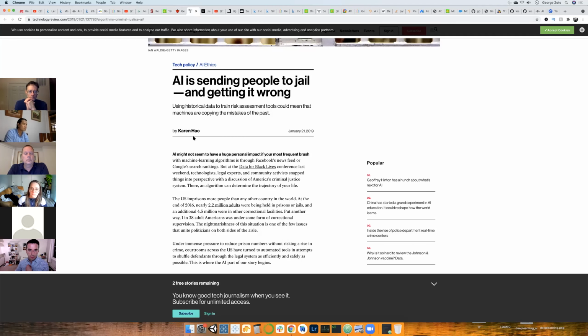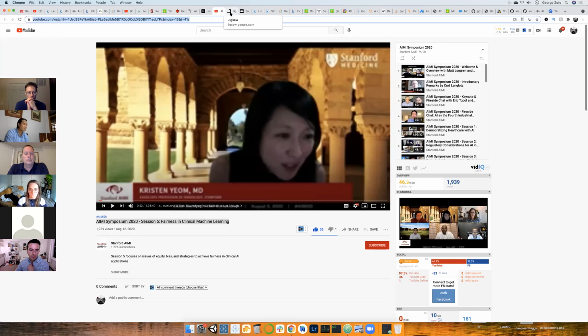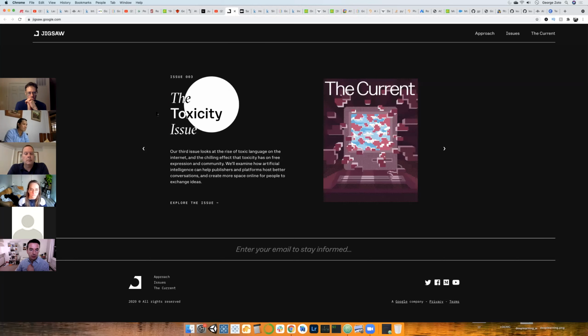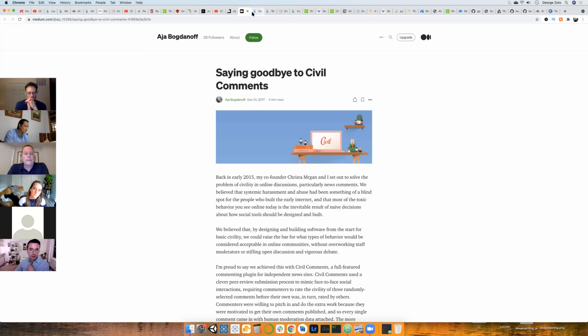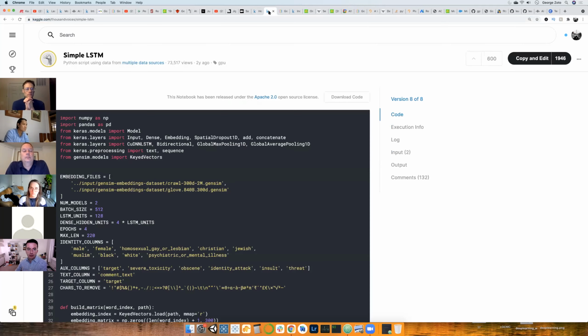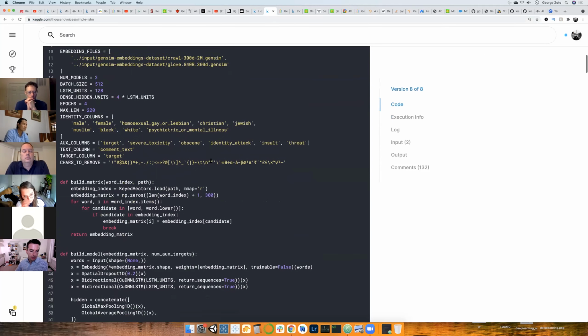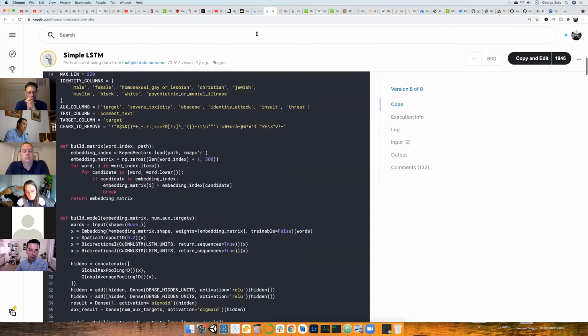Some controversial articles as well. Another one on fairness. The Jigsaw one was interesting. The Civil Comments one was closed; I need to read the reason why. There are notebooks on how to pre-process that toxicity data set. This is just a simple notebook using RNNs. I think this one had a decent score.